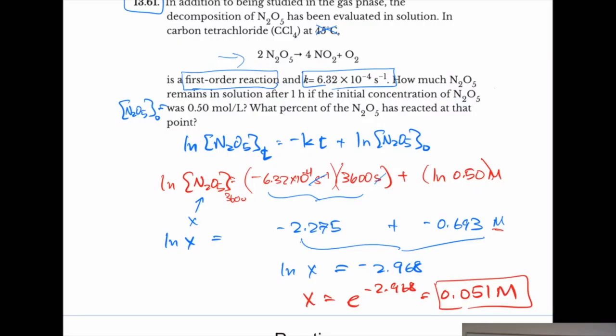Now we haven't answered the second question here. What percent has reacted at that point? But that's easy to calculate now, because at 3,600 seconds, we have 0.051 molar left, and we started with 0.5 molar initially. So from that you can calculate, times 100, what percent remains, and it's about 10%. That's just a little add-on.